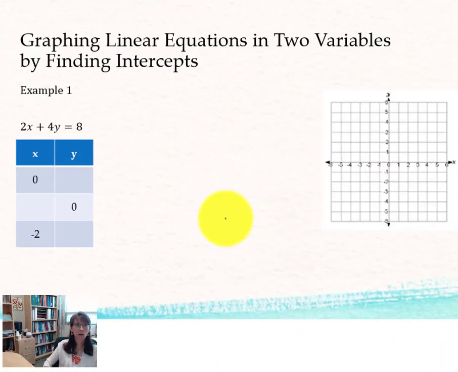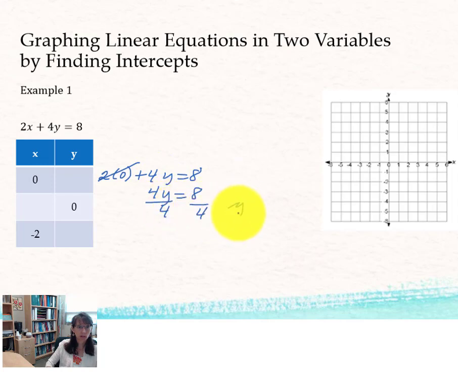In order to graph linear equations in two variables by finding intercepts, we specifically want to substitute 0 for x and 0 for y, and that will calculate our intercept. So there's no guessing by looking at the graph. We calculate it. When we substitute 0 for x, 2 times 0 plus 4y equals 8. Notice 2 times 0 is 0, so we just have to solve 4y equals 8. Division by 4 gives us a y value of 2. So (0, 2) is the y-intercept.